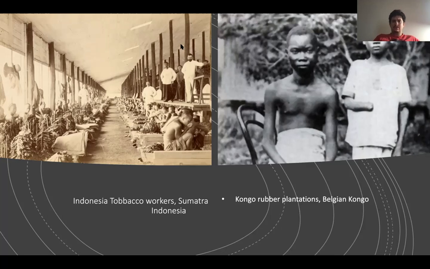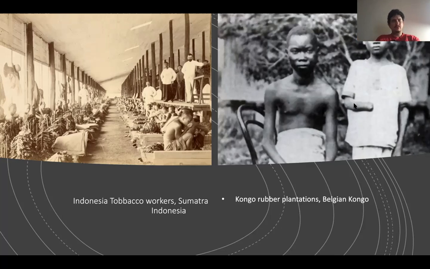The picture on your right, you'll notice this kid right here, he's missing a hand. These kids are actually from what is today the country of the Democratic Republic of the Congo. At this point in time, this picture was taken, this area was under the rule of the Belgians and King Leopold II. And their big crop that they had was rubber.